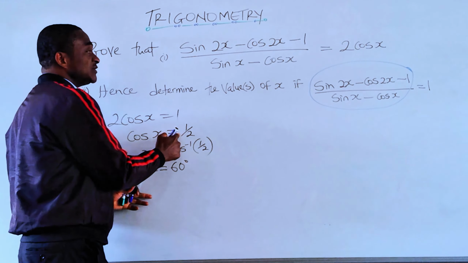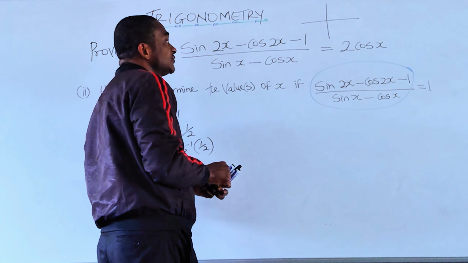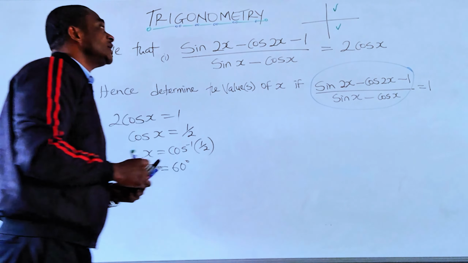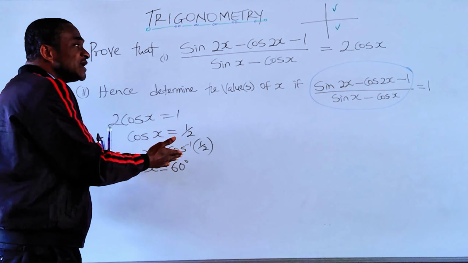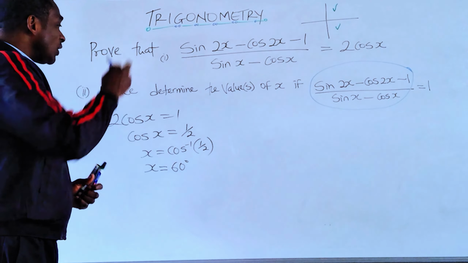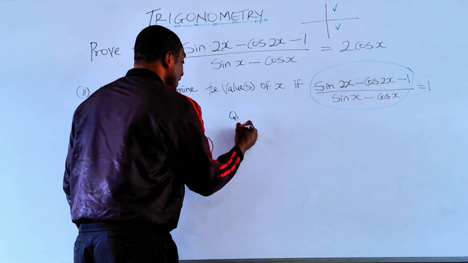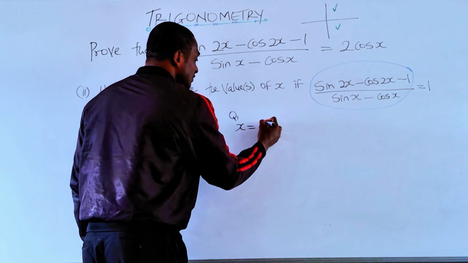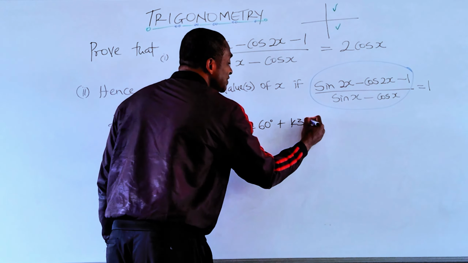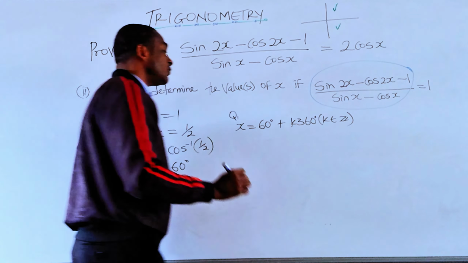If cos is positive, we have to consider all the quadrants where cos is positive. Cos is positive in the first quadrant and also in the fourth quadrant. So this is not the only value this is going to yield. It has to yield other values. So for quadrant 1, our x will be the acute reference angle plus k360, k being an element of the integers. That is for quadrant 1.